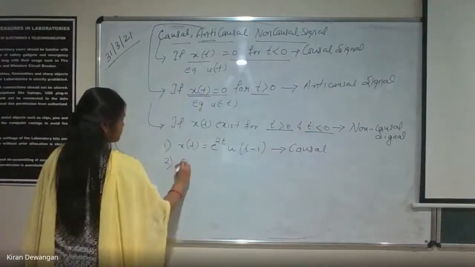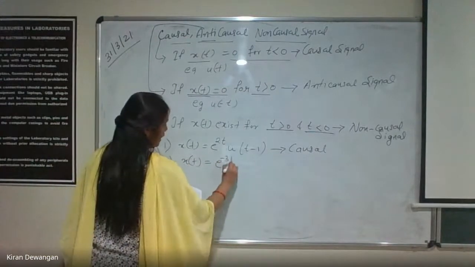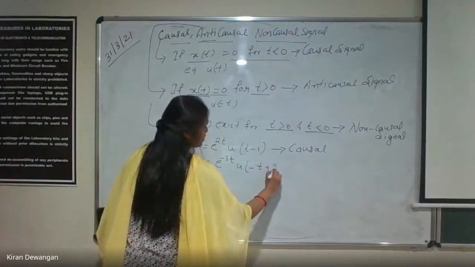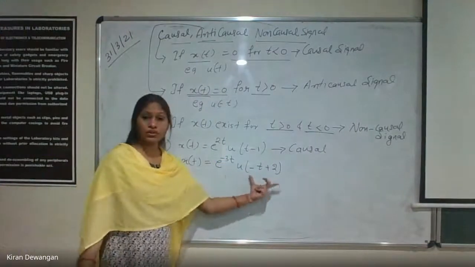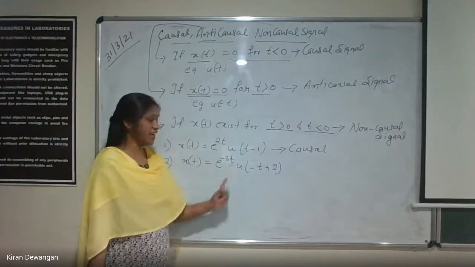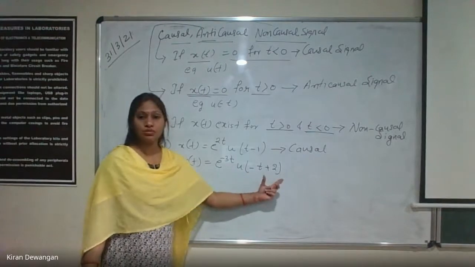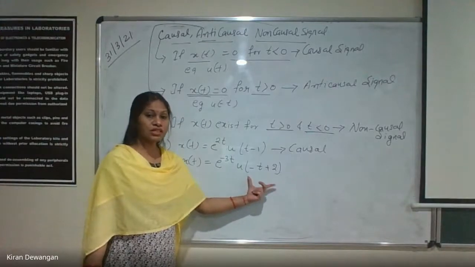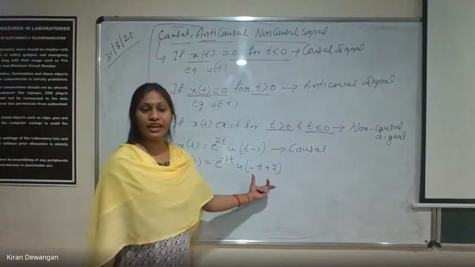Second one: x of t is e to the power minus 3t, u of minus t plus 2, u of minus t. We have to focus only on this particular term, because the exponential term will exist for all values of t and has no constraint, but u of minus t plus 2 has a constraint. In which direction will it exist? For which values of t will it exist? Anti-causal, everyone says anti-causal.